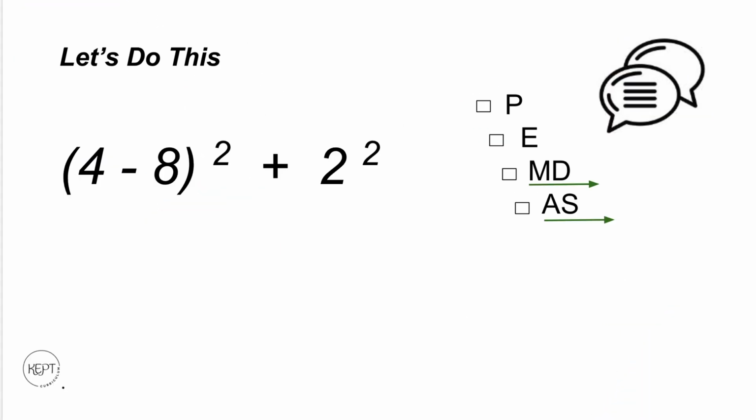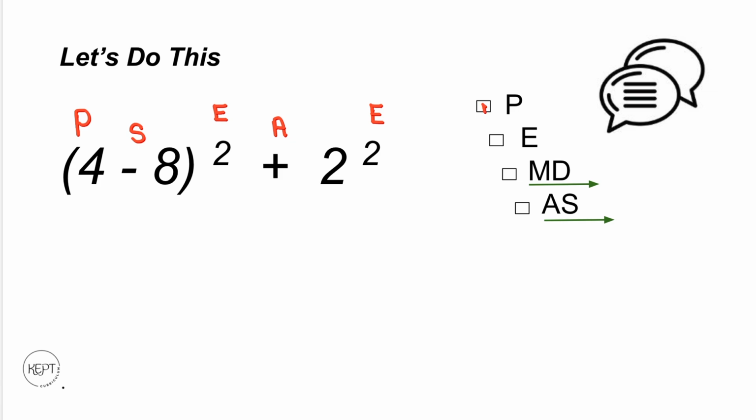Let's do this. What do we have here in this problem? Well, here we can see that we have a parentheses with a subtraction inside. We have an exponent on that parentheses. We have an addition, and we have another exponent. So what do we do first?